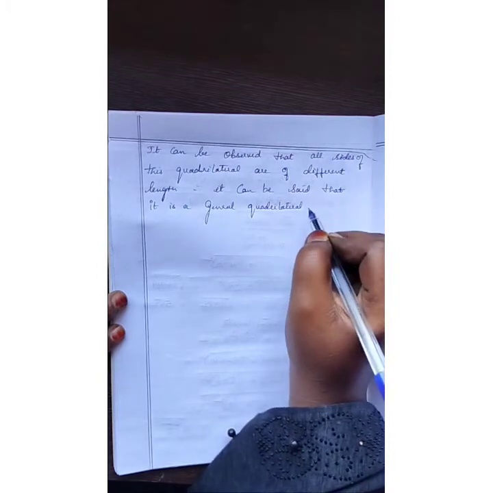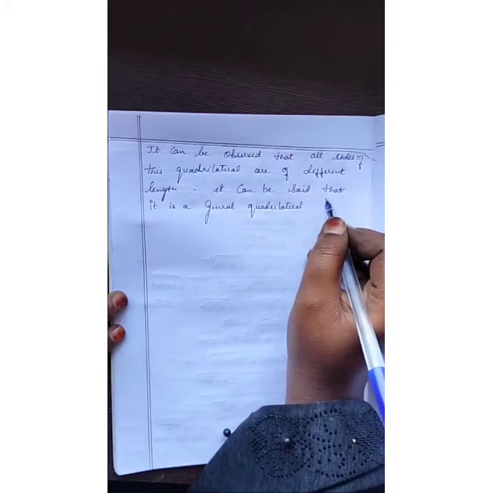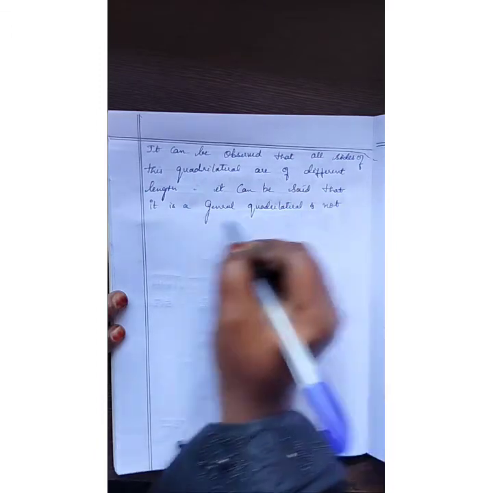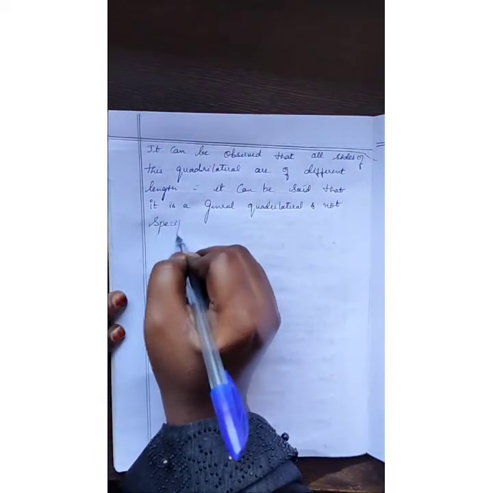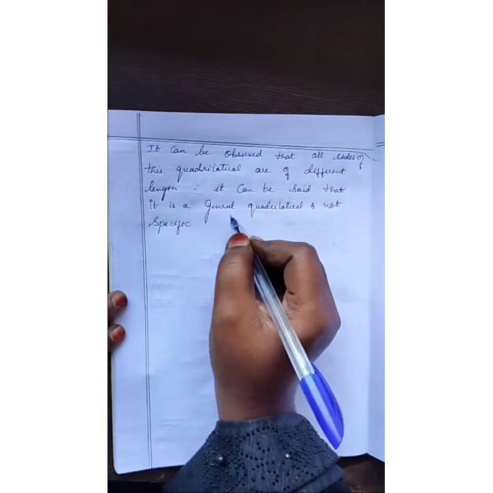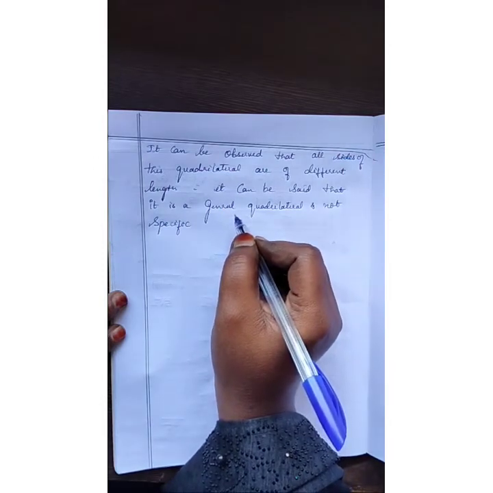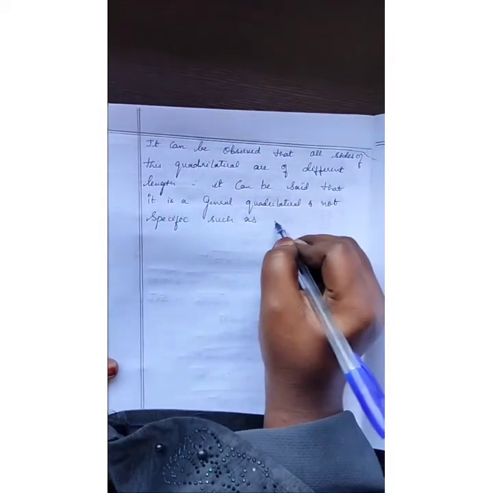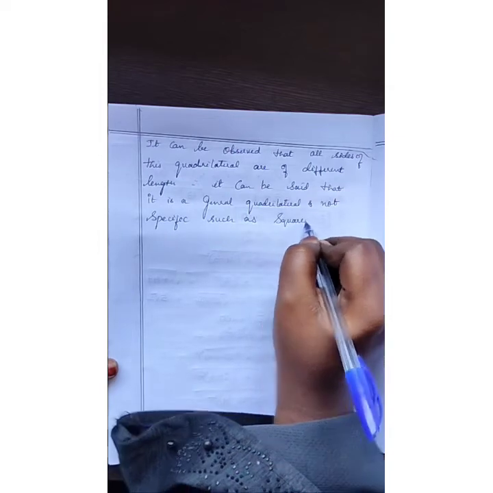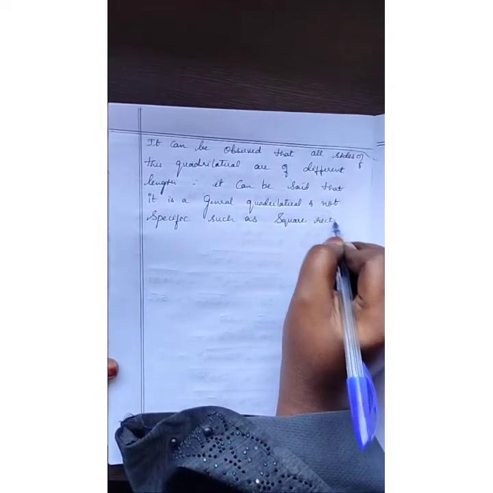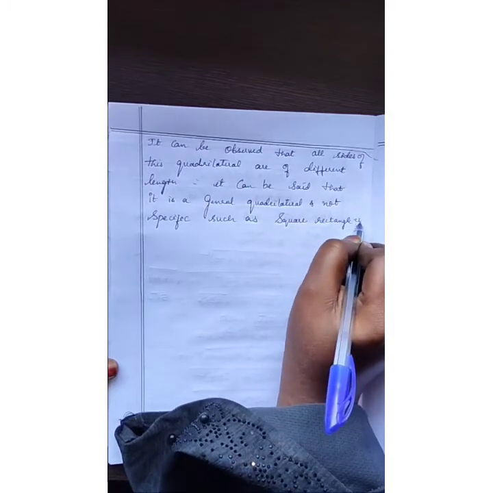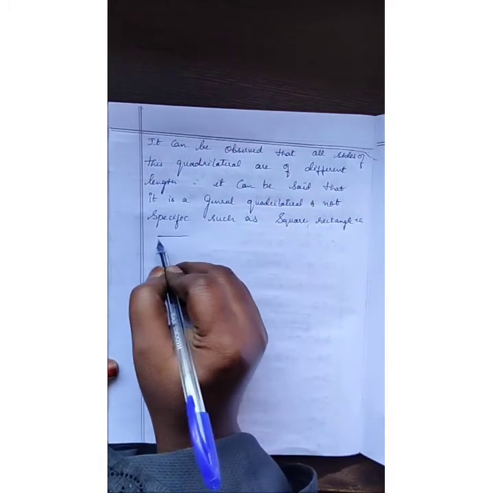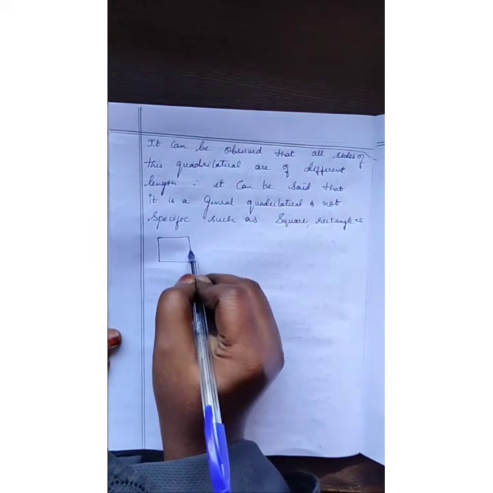Why? Because here all sides are unequal and not specific, such as square, rectangle, or parallelogram, etc. See children here, in square all sides will be equal.